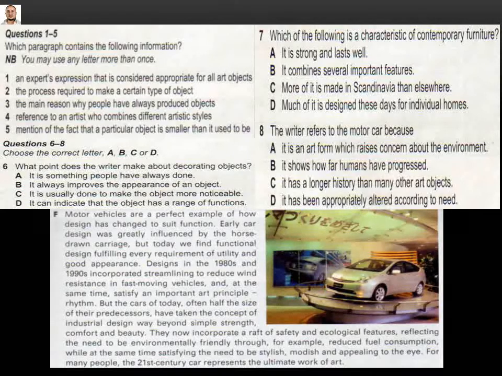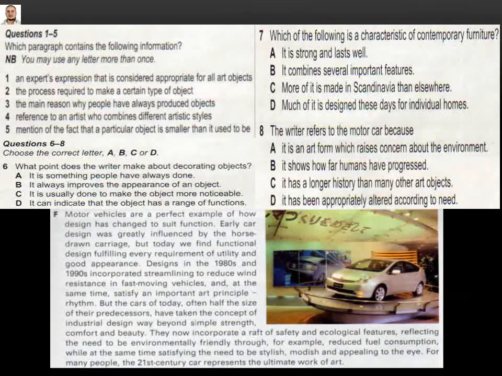So let's come to number 8. The writer refers to the motor car because A, it is an art form which raises concern about the environment. B, it shows how far humans have progressed. C, it has a longer history than many other art objects. I have seen nothing about that. There is no comparison, and it doesn't show the progress. They didn't mention that really. I mean, the main idea of this one doesn't talk about that.